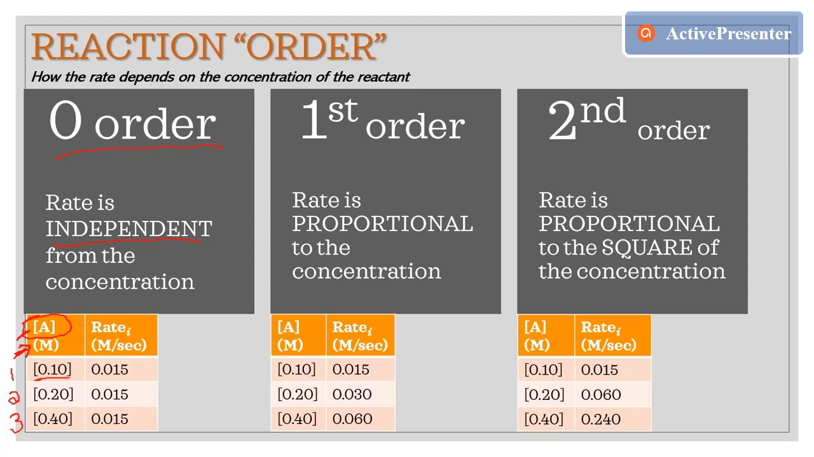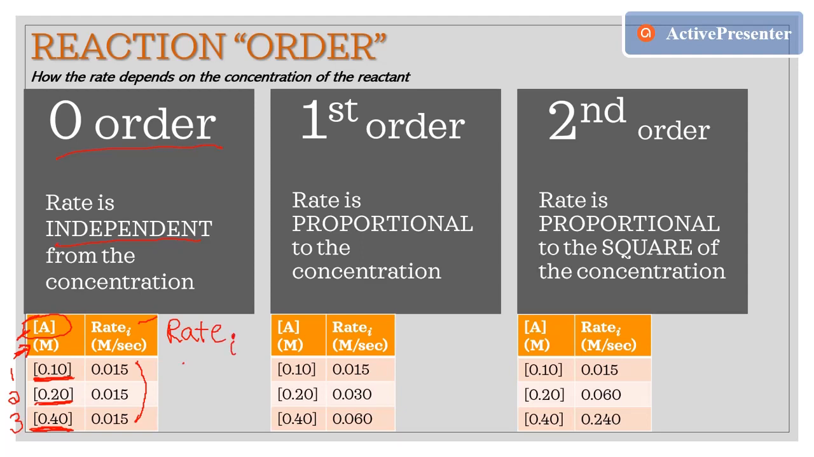In the first experiment, our concentration of A was 0.10 molarity. In our second experiment, we doubled that to 0.20 molarity of A. And in our third experiment, we doubled that concentration again to 0.40 molarity of A.